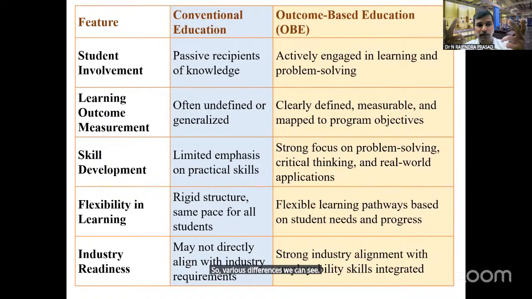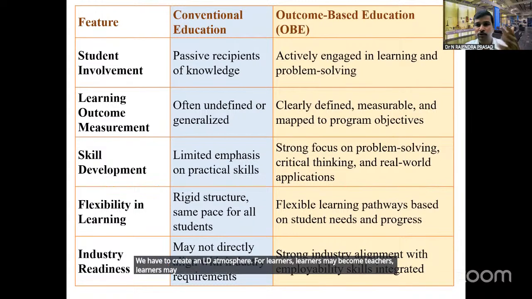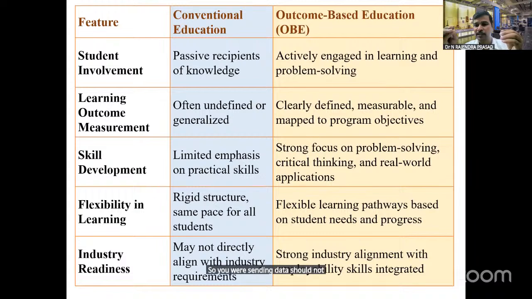We have great responsibilities. We have to shoulder them. They are the future army. So our society is to be sustainable. We have to create a healthy atmosphere for learners. Learners may become teachers. Learners may become educators to your son or daughter. So your son and daughter should not be denied quality education.